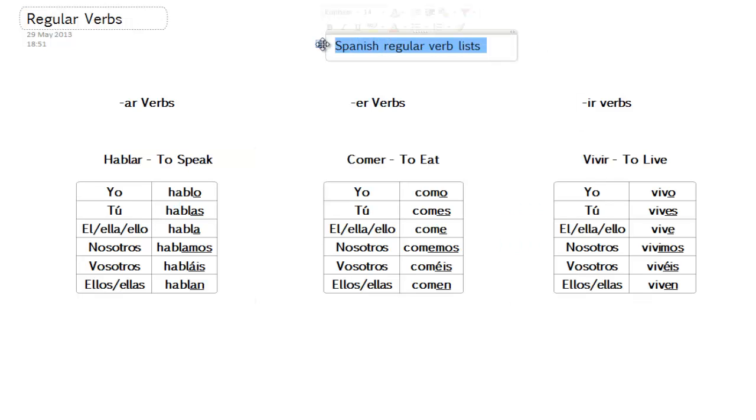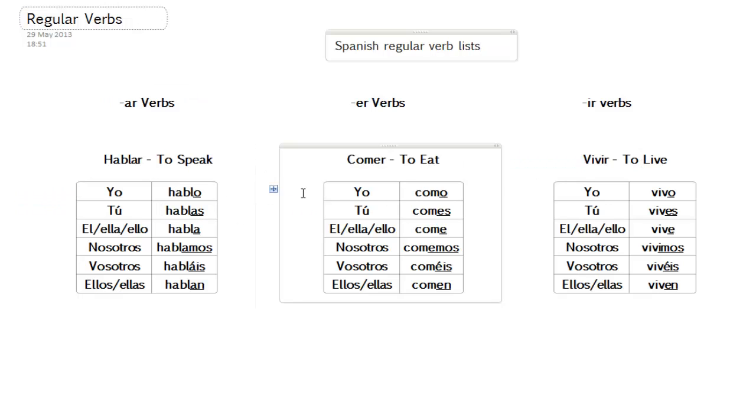So there you go. Spanish regular verb lists. Look for that. And any questions or comments, please put them down, and I'll try and answer them. That's what I'm here for. And now think of what you can do now. You can say 4 different ways: affirmative, question, negative, and negative question, and you can use these 3 verbs.